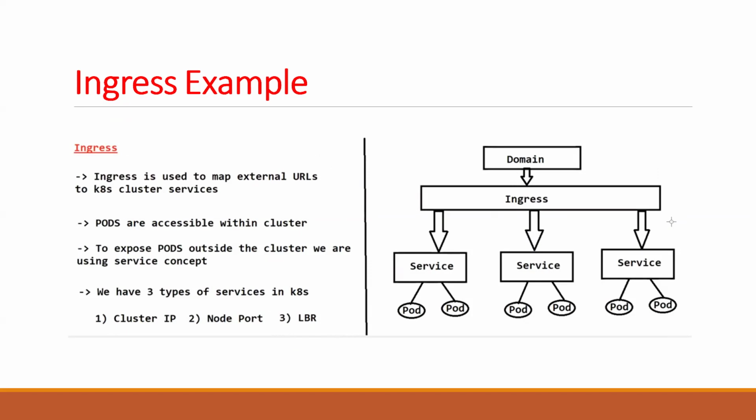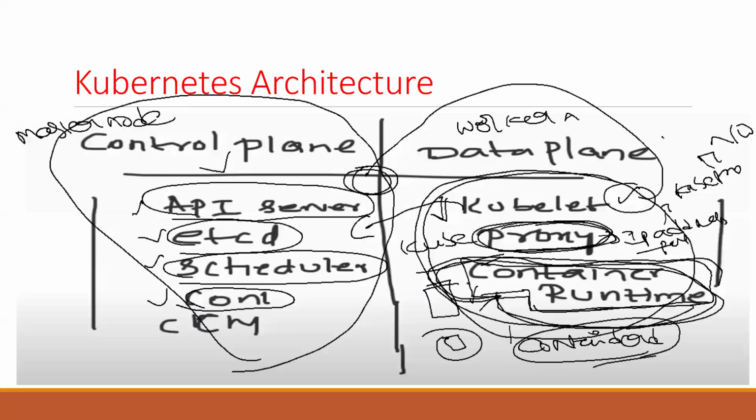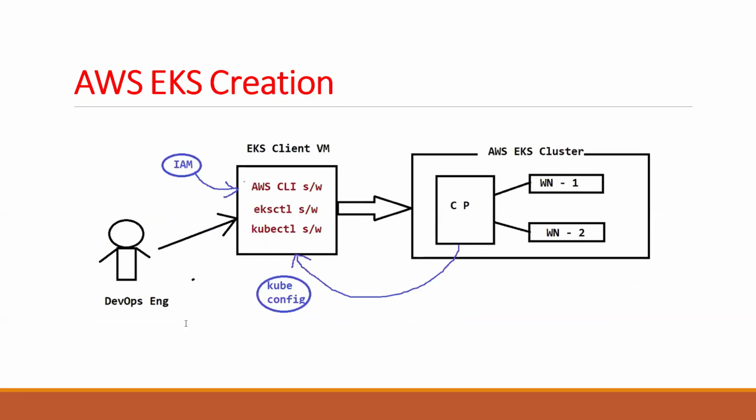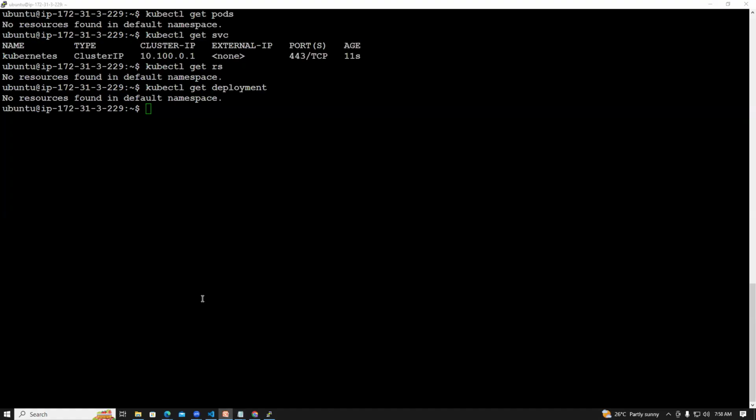So ingress is used to map external URLs to the Kubernetes cluster services. Pods are accessible within the cluster. To expose the pods outside of the cluster, we can use the service concept. So we have three types of services in Kubernetes: ClusterIP, NodePort, and LoadBalancer. Right, guys? So we'll discuss blue-green model tomorrow, and then we will discuss ingress and auto scaling. Okay, guys?